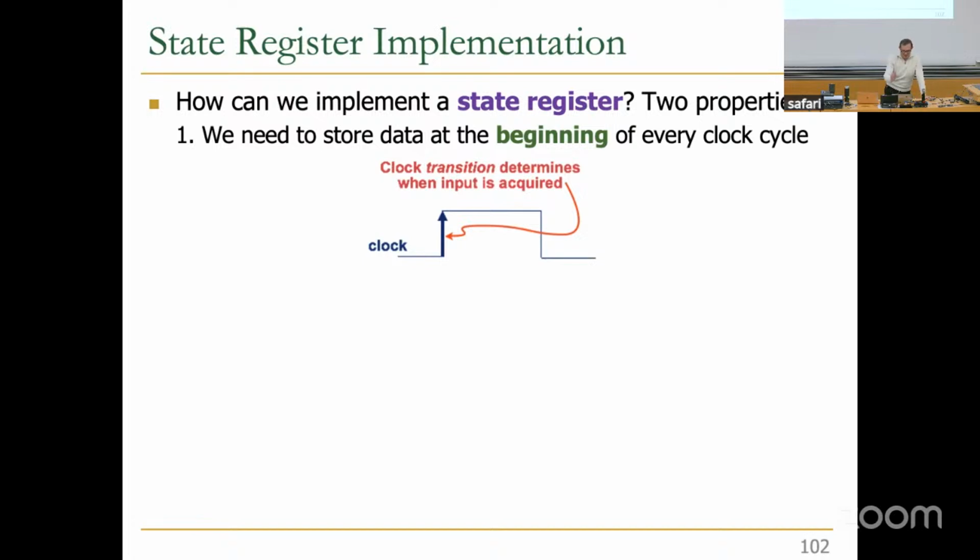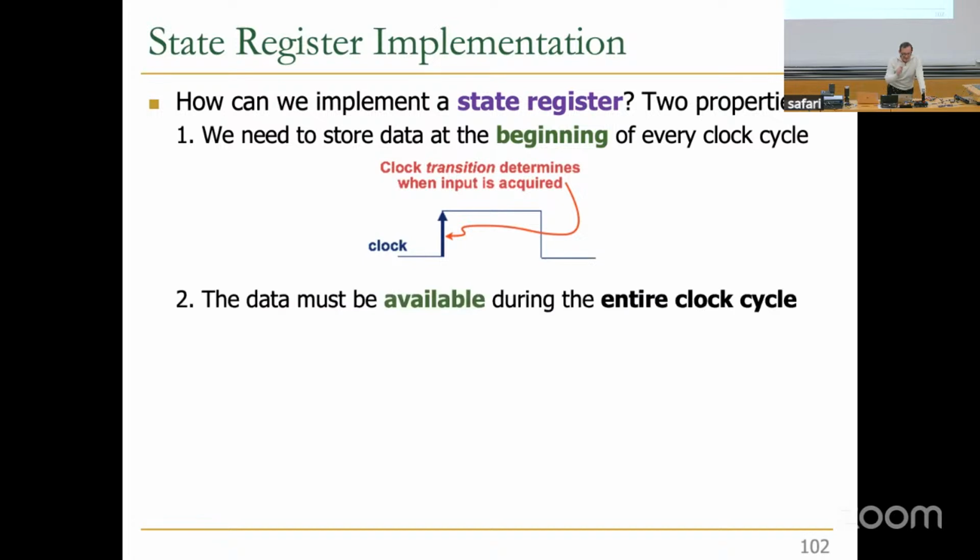Hopefully everything was clear so far. And the data must be available during the entire clock cycle. Hopefully I motivated that earlier, because we have a lot of inputs and we want to do our computation, and we want to have the entire clock cycle, and we set the entire clock cycle so that we can make an intelligent decision when the clock rises again, goes from 0 to 1 again, right?